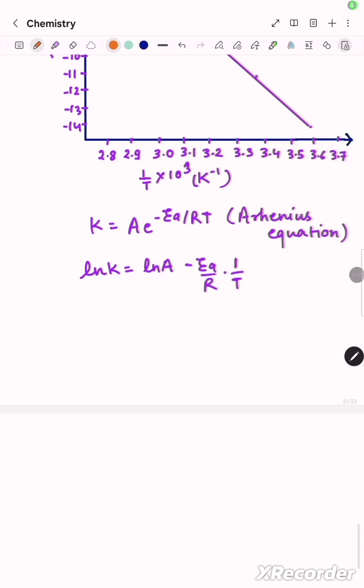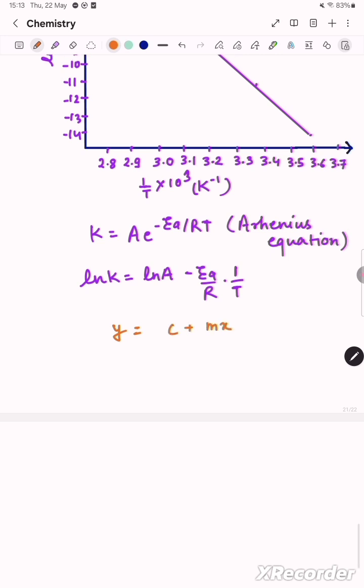Now we will write in the form of the slope equation, that is y is equal to mx plus c. This is the straight line equation. Here slope is minus EA by R, and we have to find out the slope value.